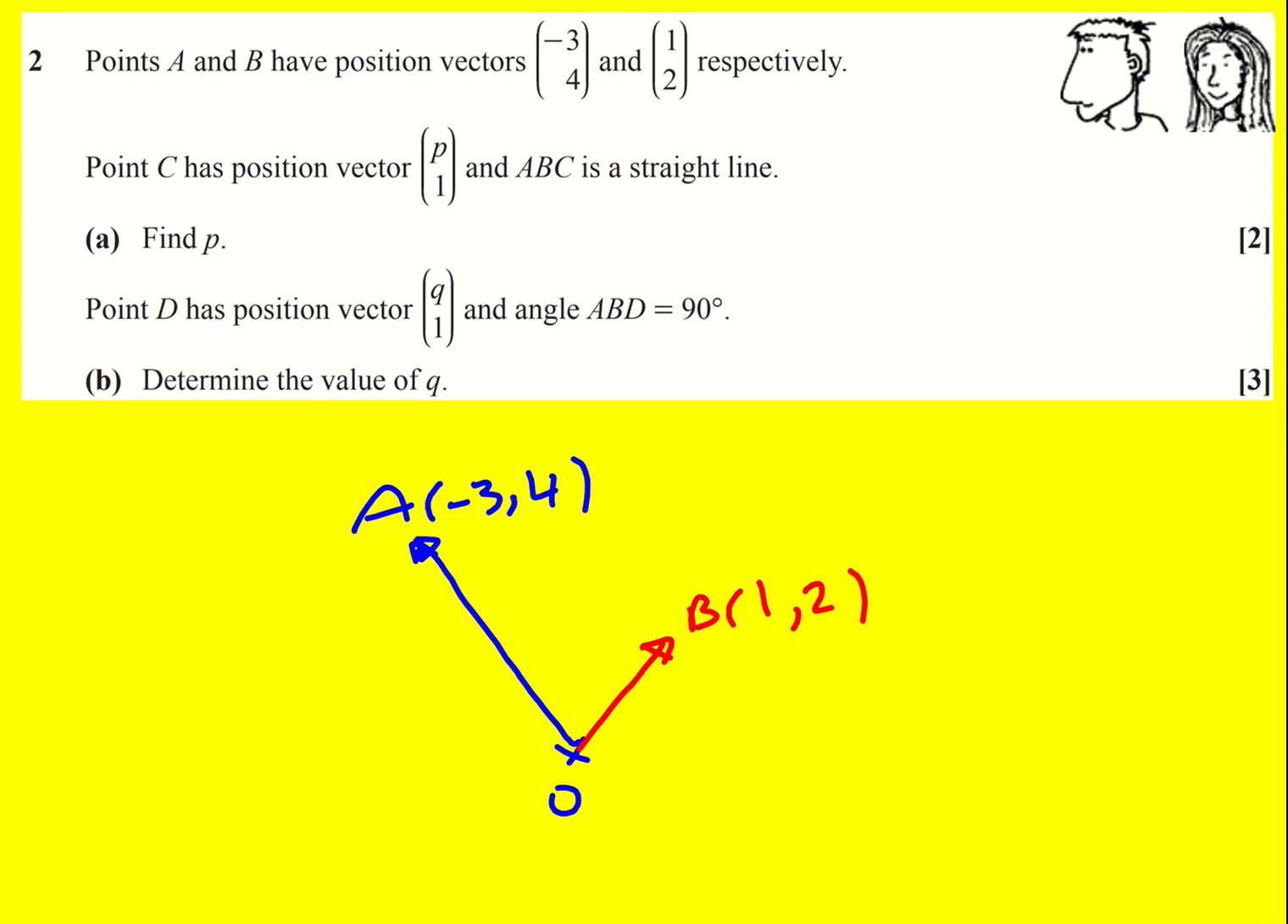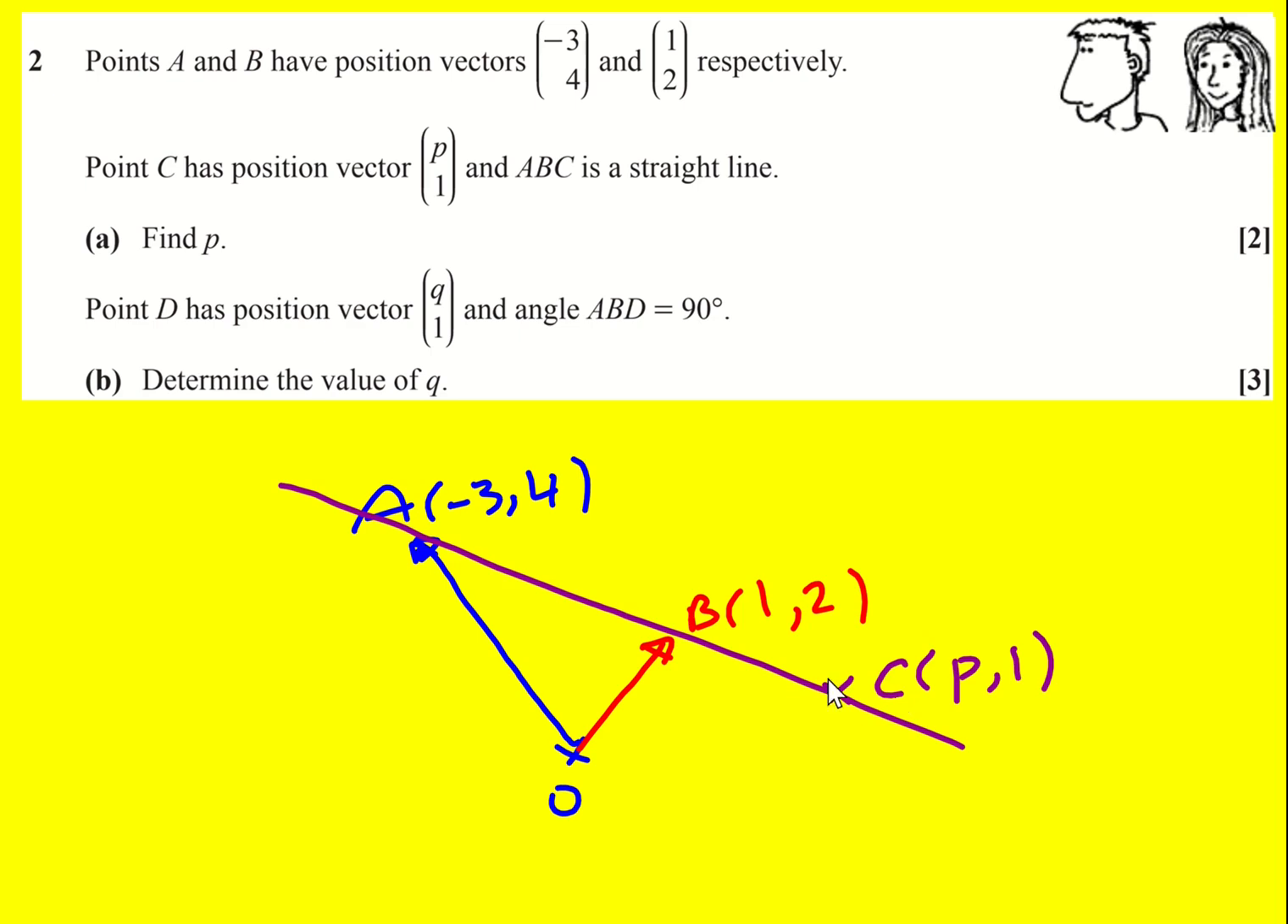We're then told that point C has a position vector (p, 1) and ABC is a straight line. So if I draw a straight line going from A and B, then C is somewhere along it, and maybe it is roughly here. Okay, I'm going to go through part A one particular way, which I think is the most effective way, and then I'll talk about some alternatives.